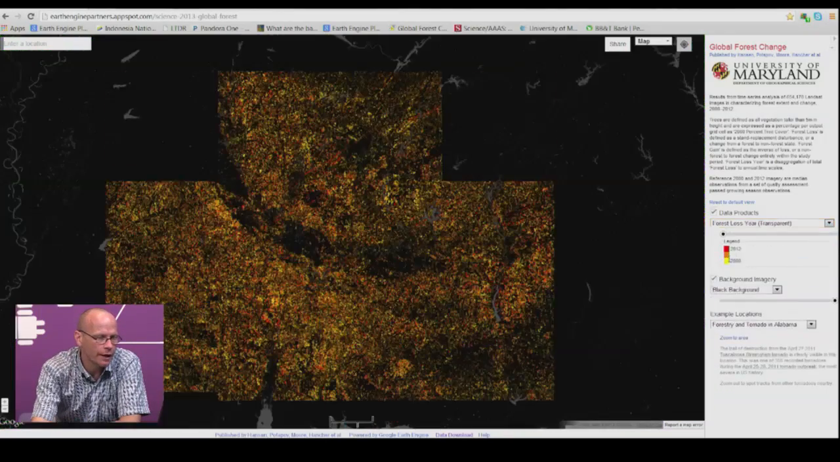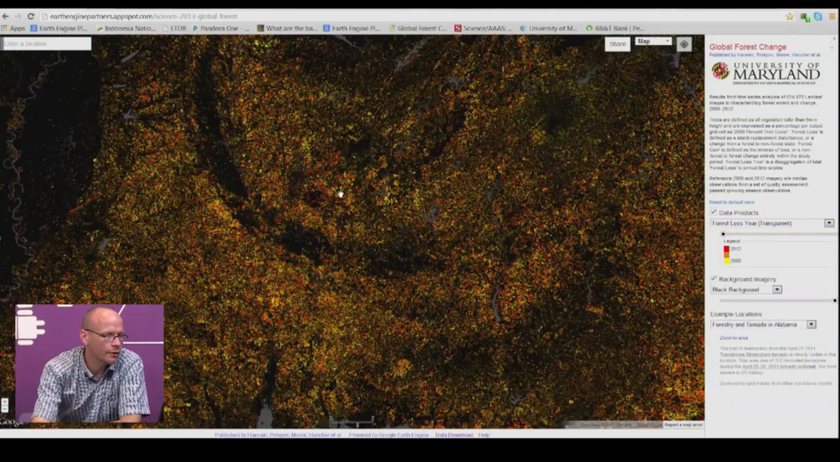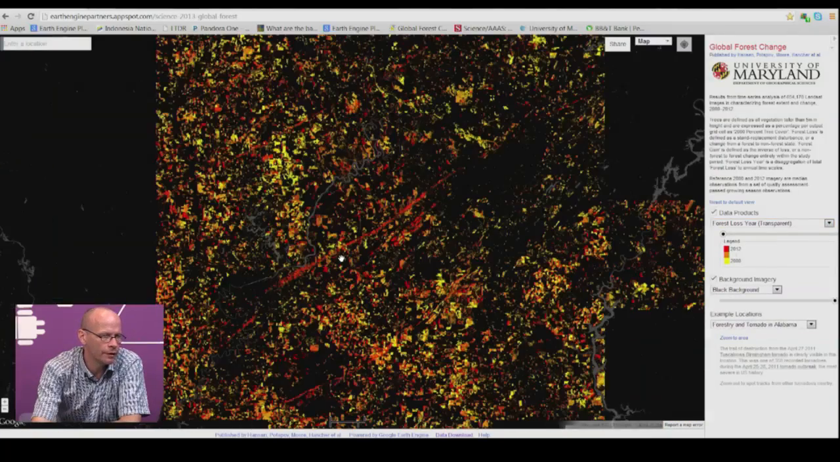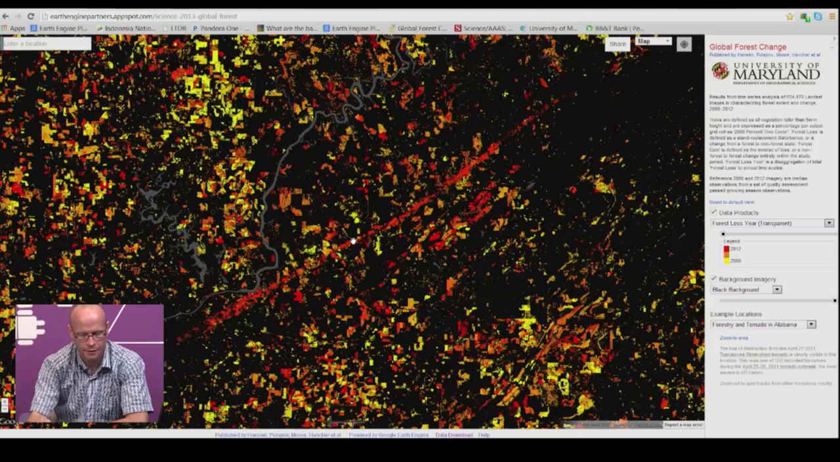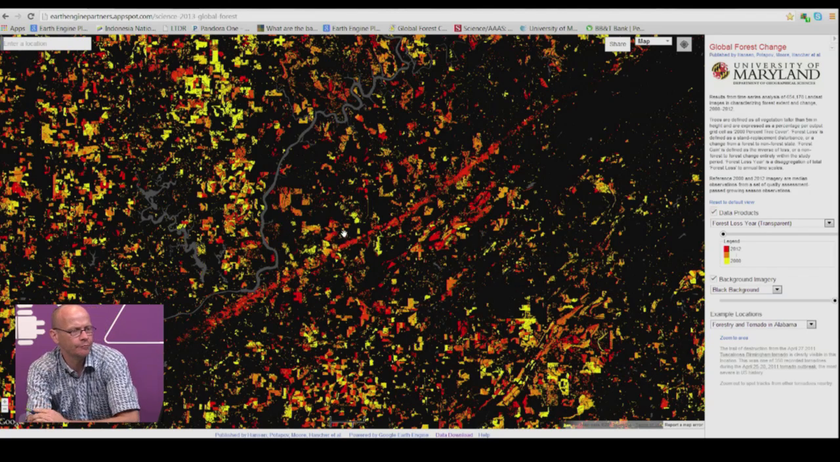Turning on the loss by year, I'll zoom in here and give you another kind of aspect of the data set. So in the lower left here is Tuscaloosa, Alabama, going up to Birmingham, Alabama. And this is the 2011 outbreak, the big, infamous tornado that tracked between those two cities. And we do see logging, we see fires, we see storm damage, we see disease. Anything that led to a stand replacement disturbance is documented in this data set. So we see a lot of dramatic changes.